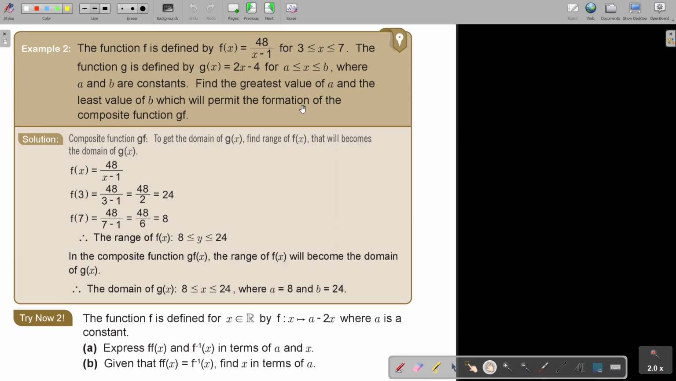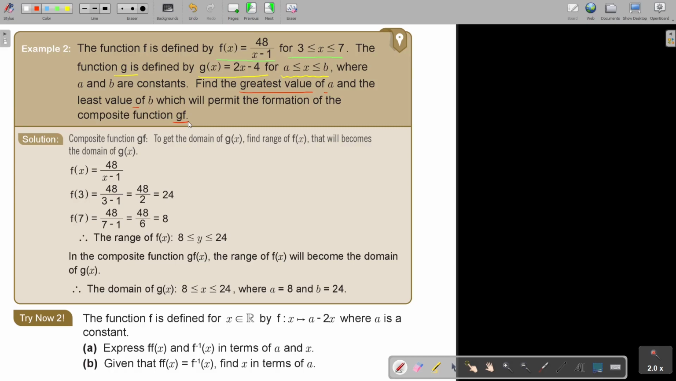The function f is defined by f(x) equals, and this is the restriction on the domain. The function g is defined by this, and they give you unknowns there at the restriction, where a and b are constants. Find the greatest value of a and b, which will permit the formation of the composite function gf. Now, this is very important, that I'm going to read you this sentence, because this is almost leading to that they like to ask the range of composite functions.